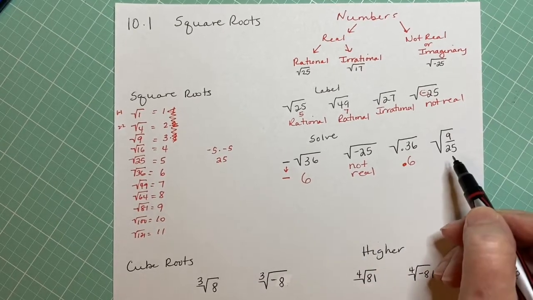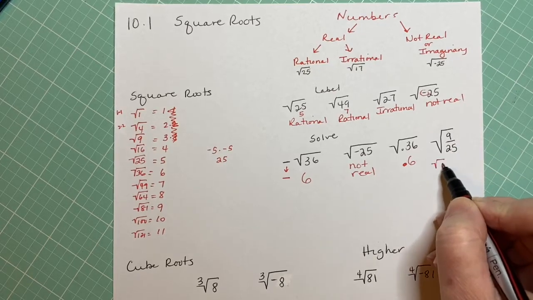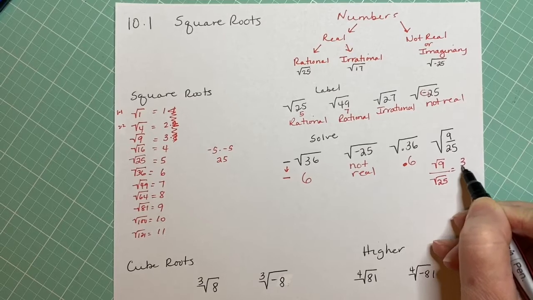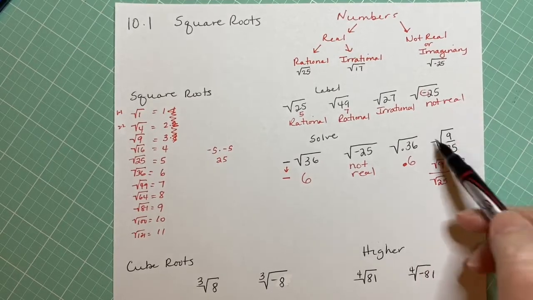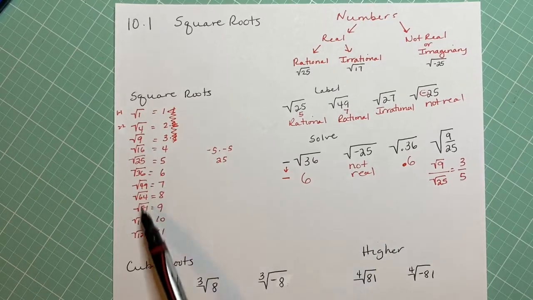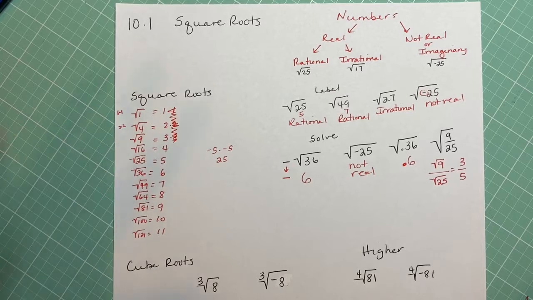Then this last one's a fraction, and you don't have to show this step, but the square root of 9 over 25 is the same thing as the square root of 9 over the square root of 25. So that would be 3/5. Or you just square root the top and square root the bottom. And so if they're perfect squares, you've got your list over here that you can look at them. So square roots, square means 2.